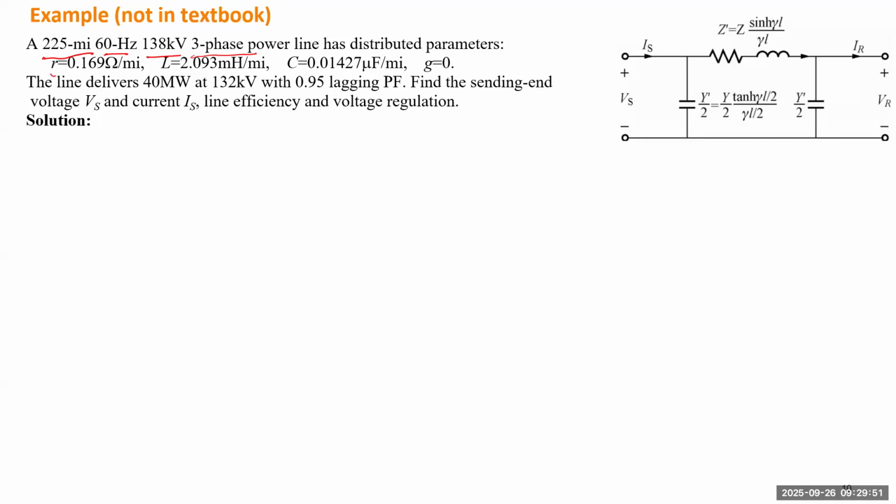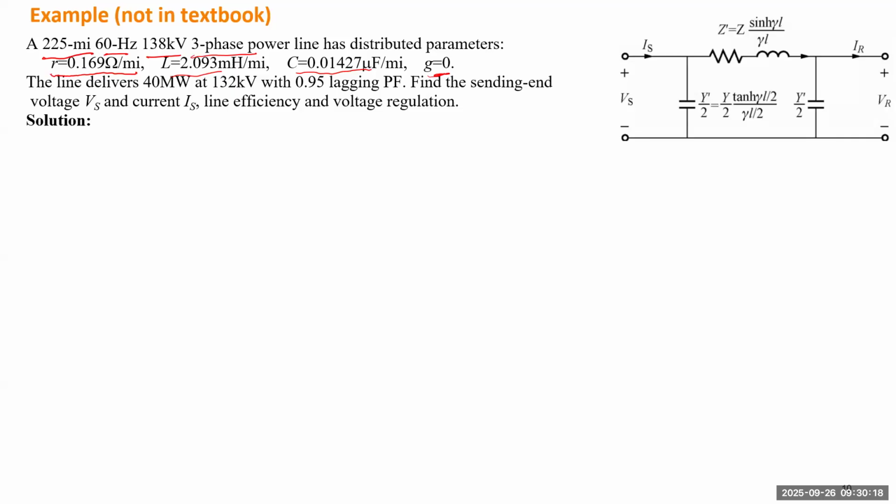The resistance per mile is 0.169 ohm. Inductance per mile is 2.093 millihenry, and capacitance per mile is 0.01427 microfarad. And we ignore the conductance to the ground, which basically means the two shunt branches don't have any real power.